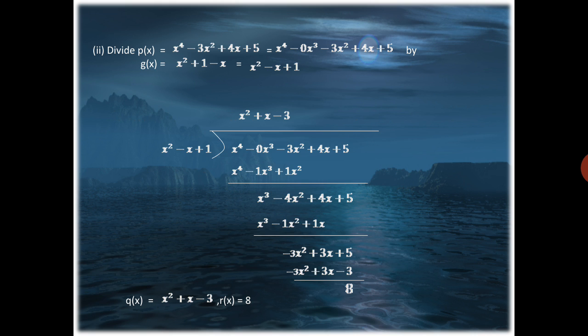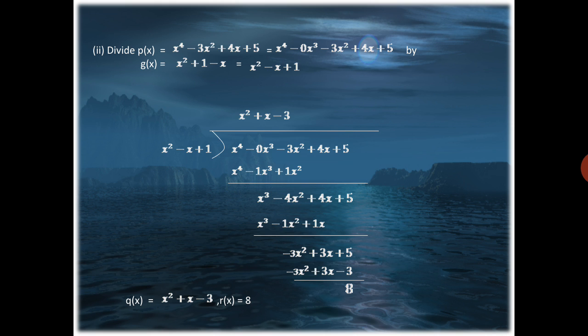Once the subtraction is done, again you have to compare the highest power, compare the new polynomial's first term to the divisor. Here it is x square and x cube. So we have multiplied it by x and we have got the next polynomial. Once it is done, the next step is always subtraction. After subtraction, you have got minus 3x square plus 3x plus 5.